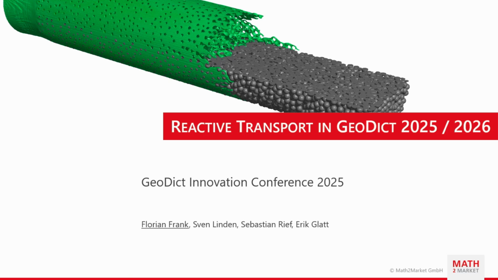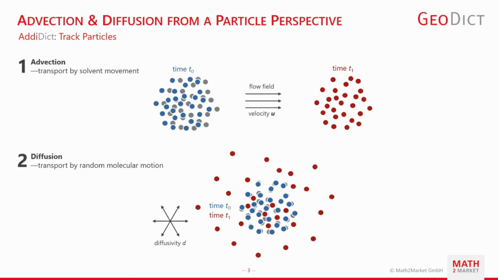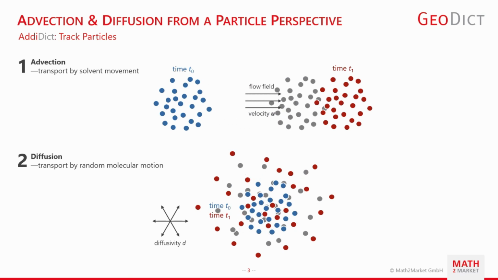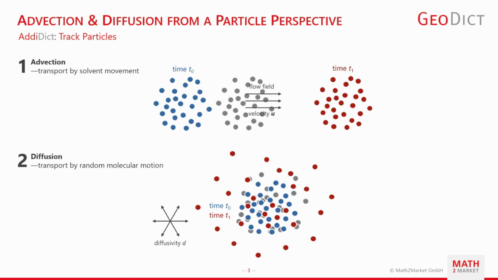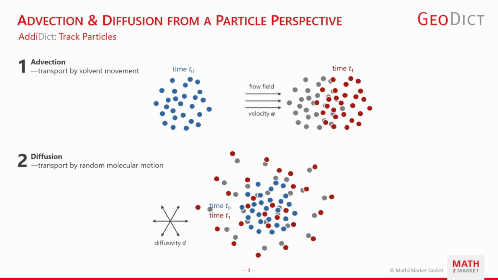My talk is about reactive transport in porous media, and I would first like to focus on transport and come later to the reaction. To do that, I would like to briefly recall the basic transport mechanisms that we have. So we start on the particle scale, and we assume that we have a fluid, a so-called solvent, and in the solvent we have particles, like, for example, here a cloud of particles at time t0.